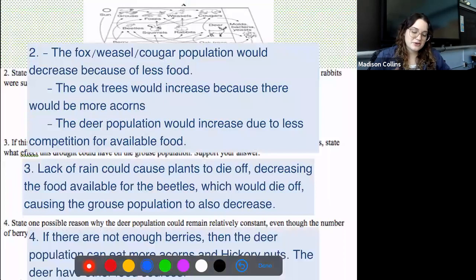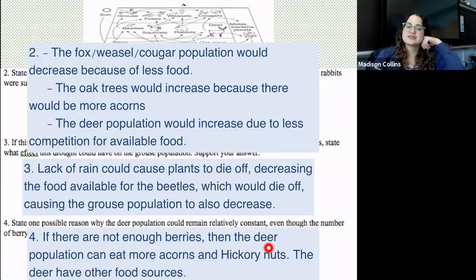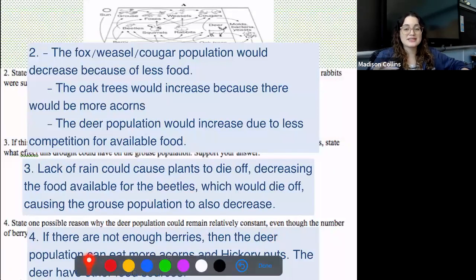Well, those deer are going to be okay because, as we just saw, they actually had a pretty good number of food sources. So if there are not enough berries, then the deer can just move on and eat more acorns and more hickory nuts. Because those deer have other food sources, their populations are going to remain pretty stable, regardless of those fluctuations in producers. Because they had a variation of foods that they could eat, they're going to be okay in the long run.